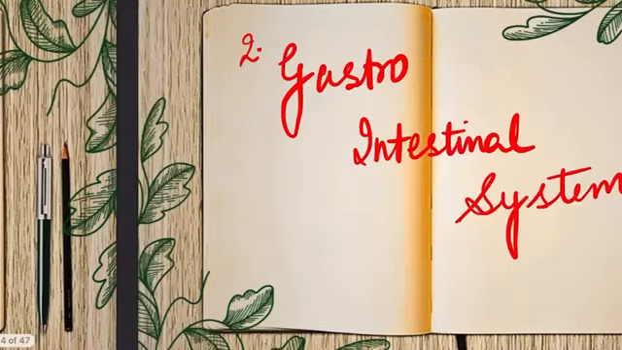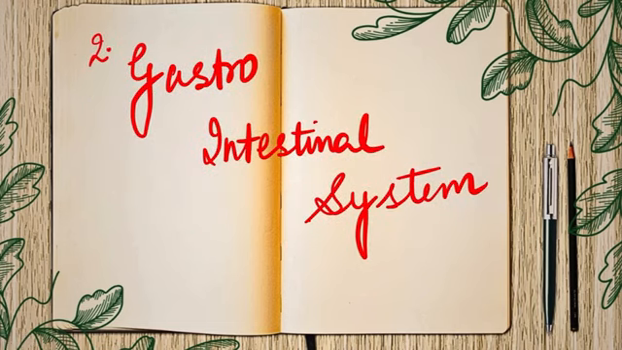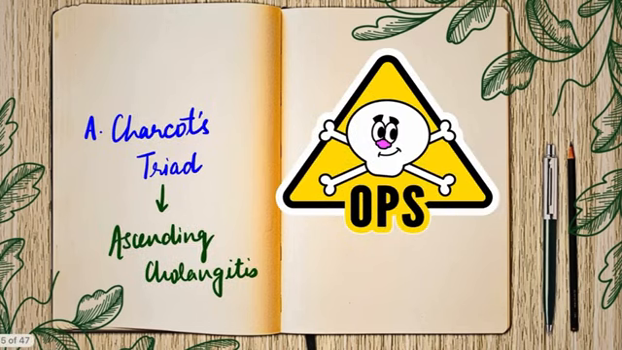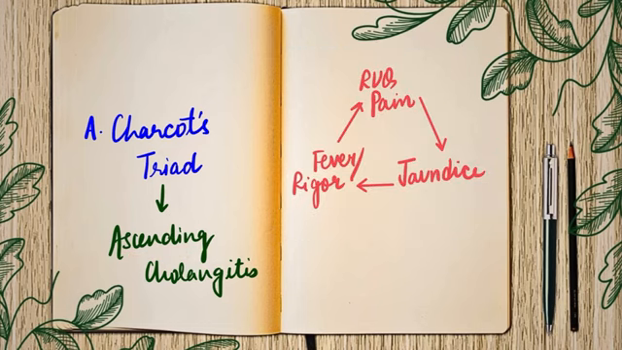pain. The second system we are going to study is the gastrointestinal system. The first triad is Charcot's triad, which is seen in patients with ascending cholangitis. The components of the triad are right upper quadrant pain, fever or rigor, and jaundice.